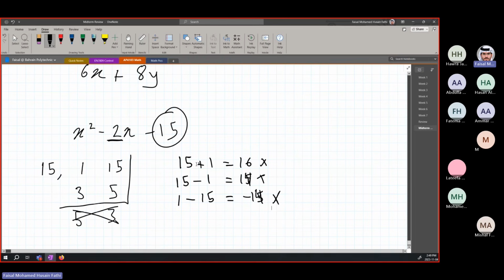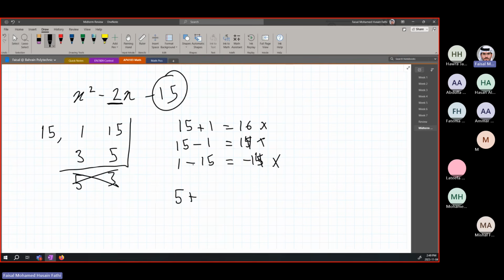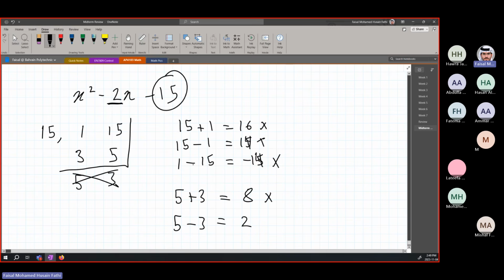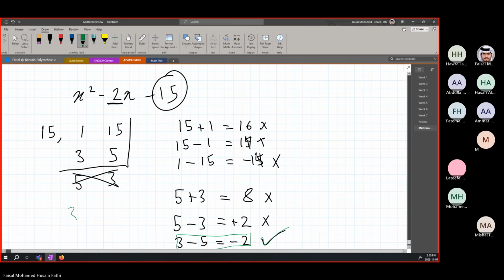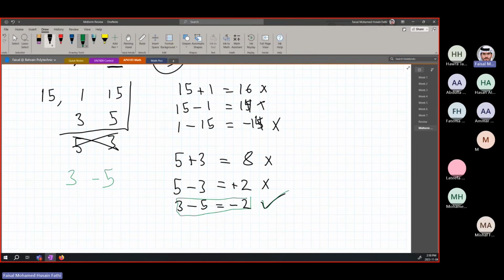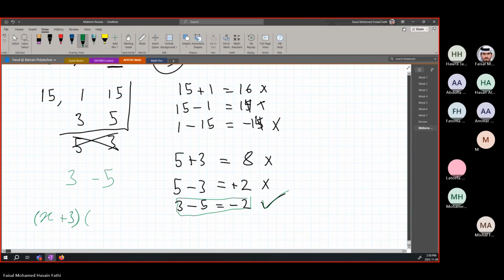Okay, we go to the second pair. Same thing. 5 plus 3 is equal to 8. Wrong. 5 minus 3 is equal to positive 2. Here it's minus, so wrong. 3 minus 5 is equal to minus 2. Yes, correct. So we select this one. This is the correct one. This is what we select, which is 3 and minus 5. Now when you go to factoring, you write x plus 3, x minus 5. Very simple.